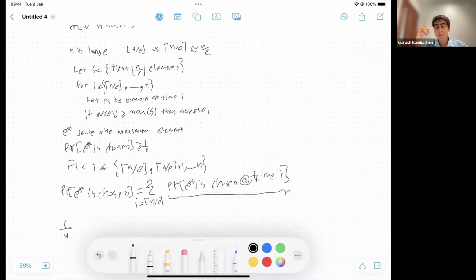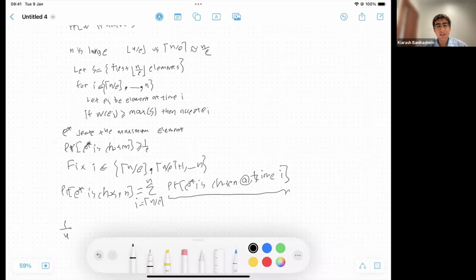However, the problem is that I'm not necessarily guaranteed to be able to accept E star, because I might have accepted an element earlier. As long as E star is at time i and I have not accepted an element, then I would accept E star. But the problem is I cannot necessarily guarantee that I have not accepted an element.